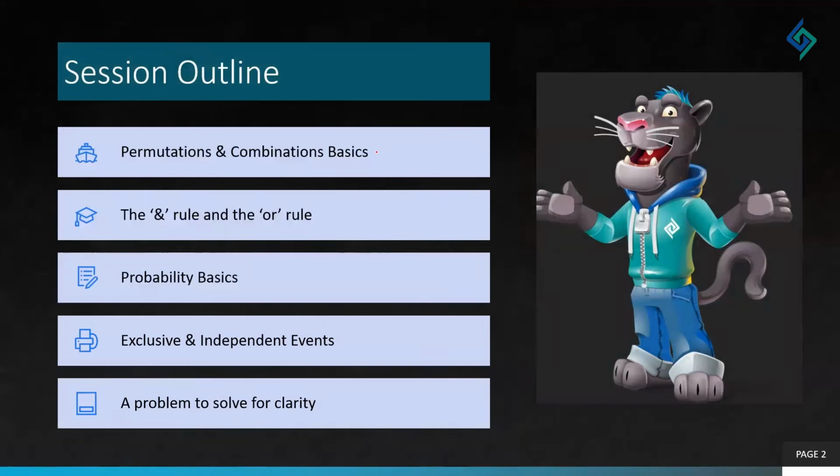Like I'll talk about what are permutations and combinations first. Then I'll talk about two very, very important rules called the AND rule and the OR rule, around which everything inside the topic of permutations and combinations and probability revolves. Then I'll talk about the absolute basics of probability. Then I'll discuss what exactly is the meaning of exclusive and independent events and what other kind of events are possible related to exclusive and independent events respectively.